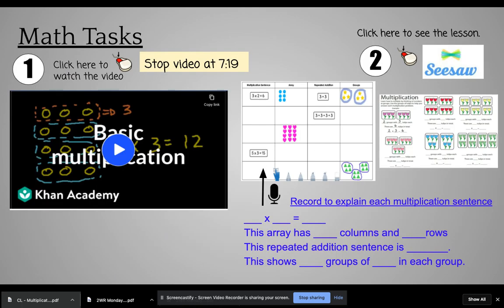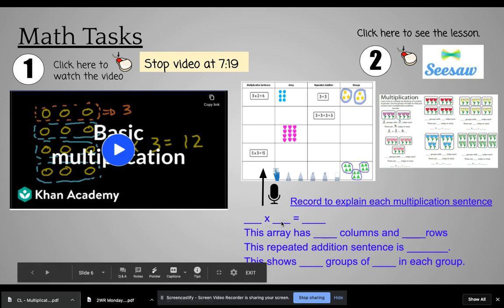Today you're going to watch a video from Khan Academy. And this video is quite a long video. You can stop at 7 minutes and 19 seconds. You don't have to watch much more than that because it won't get to the point at 7 minutes and 19 seconds. With the seesaw activity, when you record your answer, you're going to use these sentence frames.